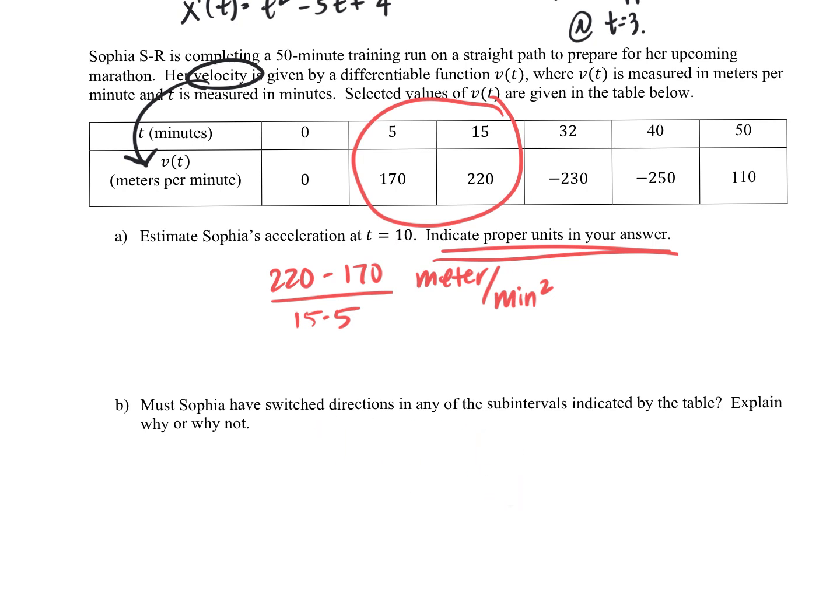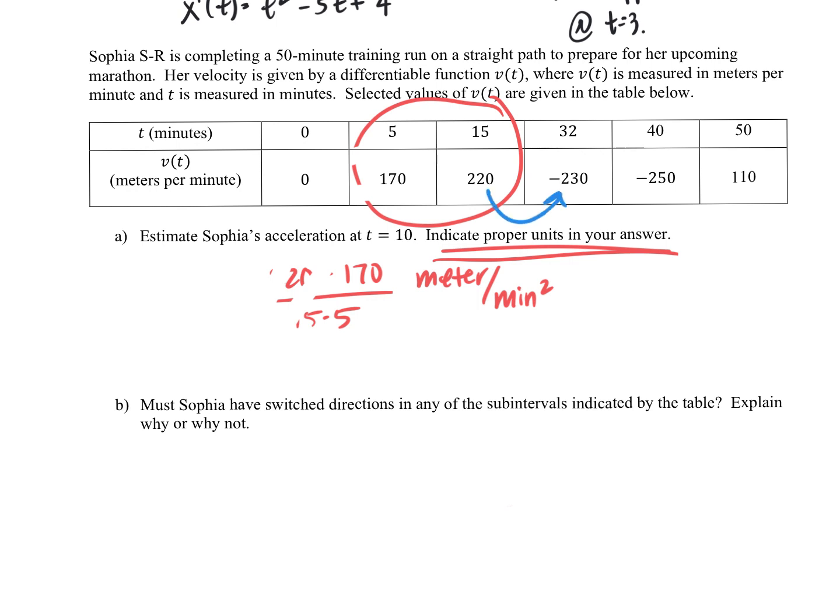Does it say explain why or why not? Does my velocity change signs, do we think? What did they give us in this table? Oh, they gave us velocity. Okay. Do you think that it ever changed signs? From 0 to 170, did it have to change signs? Could it have stayed positive? Yeah. Could it have changed signs? Maybe. But it says, did she have to? What about from 170 to 220? Not necessarily. 220 to negative 230? Ooh. So she changed signs, changed direction somewhere in there.